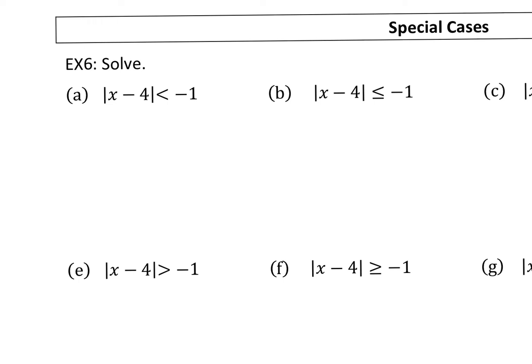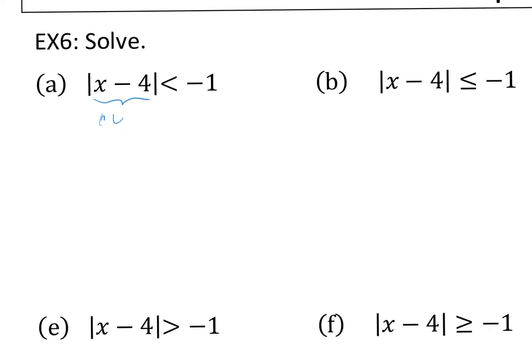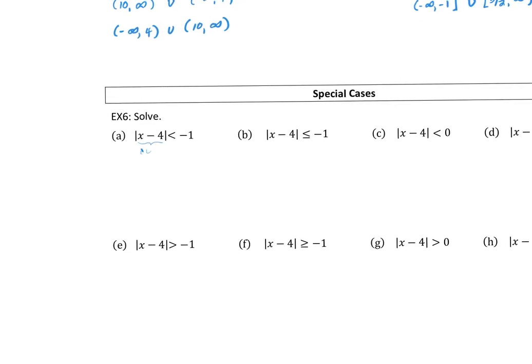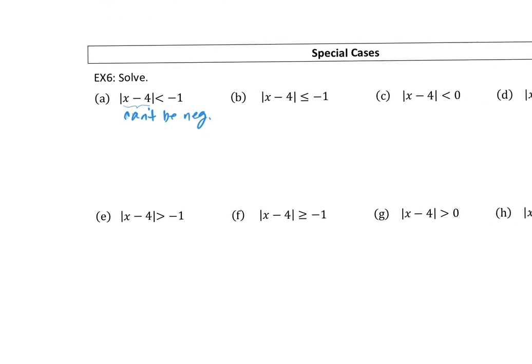So recall that absolute values are never negative, right? So this piece here, this x minus 4, it's never going to be less than negative 1. So this can't be negative. Since this will never be less than negative 1, it'll always be either 0 or a positive number. There's no solution.